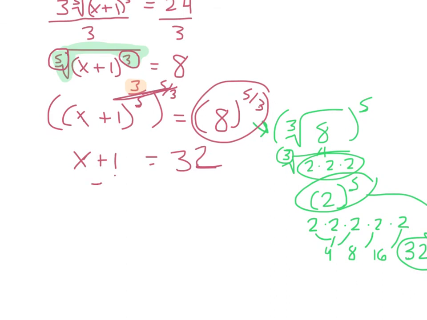So now we just subtract 1 on both sides. So it cancels out on the left, so we get x is equal to 31. And this is our final answer.